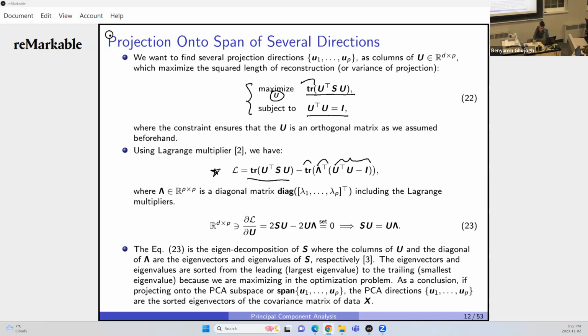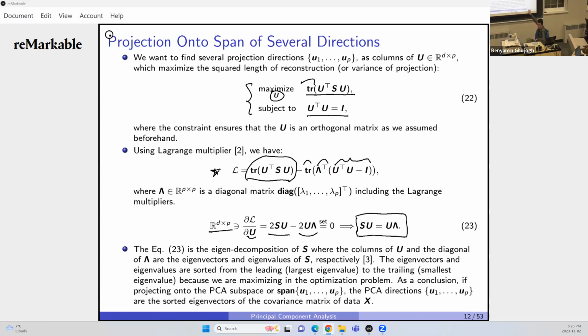So I must have the trace. Take the derivative with respect to U. U is d by p. The derivative of a scalar with respect to a matrix is a matrix again, right? So when this is quadratic with respect to U, it becomes 2SU. This is linear with respect to U, and it becomes minus 2U lambda. Set it to 0, rearrange it, and it will give you this. U becomes it.